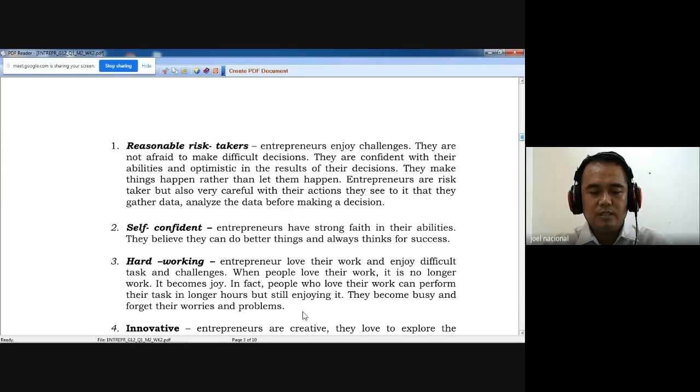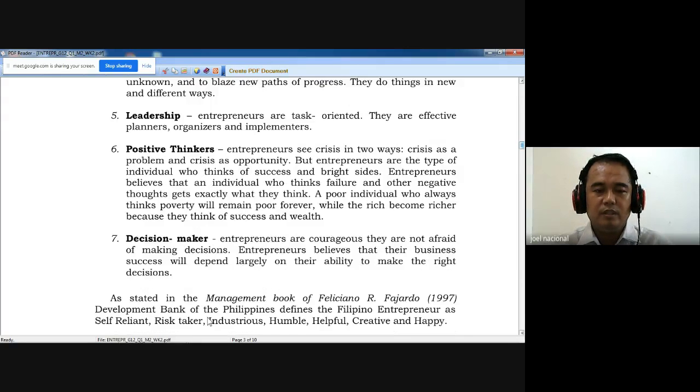Another quality is being innovative. Entrepreneurs are creative. They love to explore the unknown and to blaze new paths of progress. They do things in new and different ways. Okay? Sometimes, an entrepreneurial mindset. Okay, they need to try things in order for them to see if that will be successful or not. Okay, they have the guts.